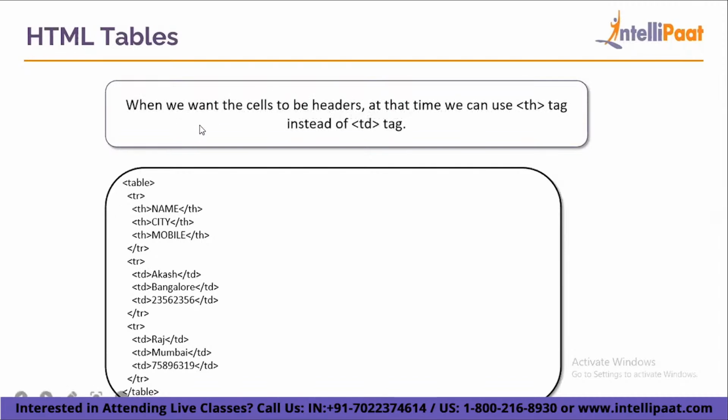And next, when we want the cells to be a header, at that time we can use a TH tag instead of the TD tag. If you want any cells to be header, you will be using a TH tag. If you use the TH tag, it will become a heading for that specific row.